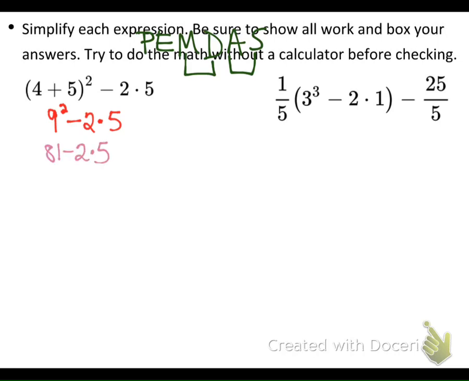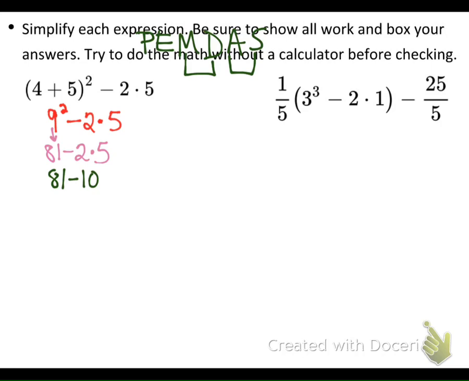So all I'm doing is writing, I'm solving, and then I'm rewriting my problem. So now I have MD. MD stands for multiply and divide. You do those at the same time. So do I have any multiplication or division there? Multiplication. Yeah, what is it? 5 times 2. Which is? 10. So then I bring down the rest of my problem, which is 81 minus 10.